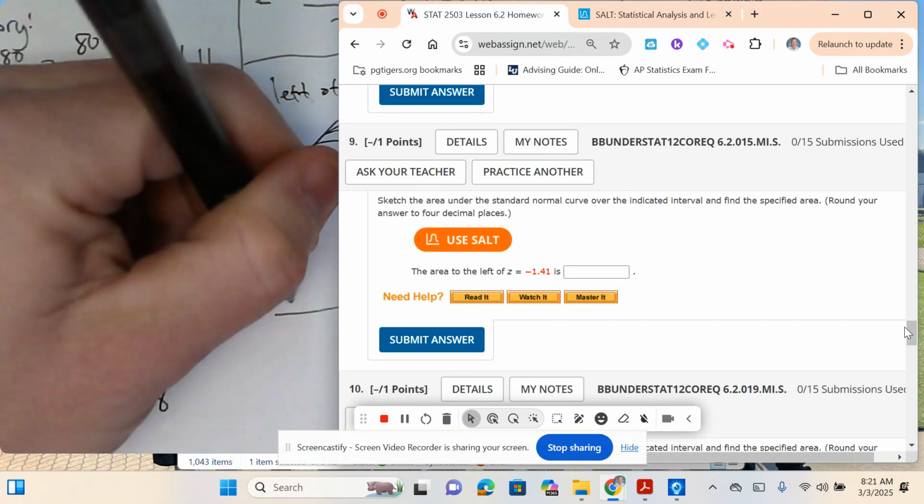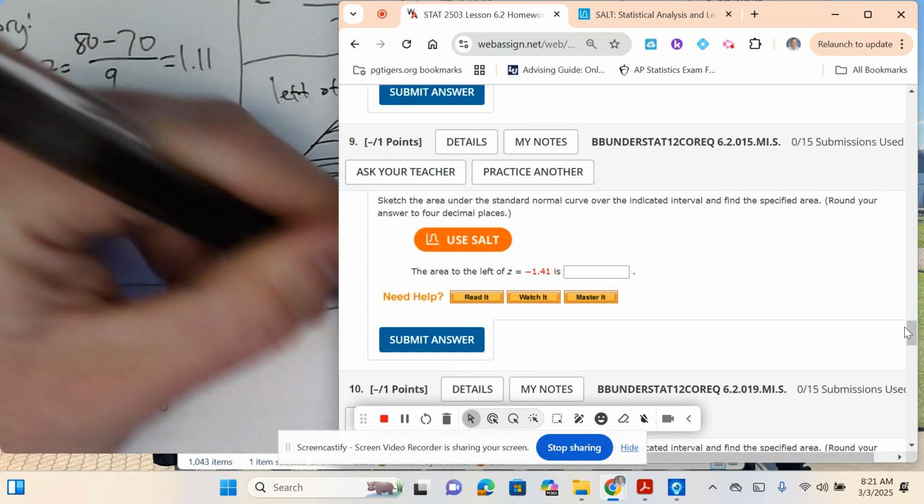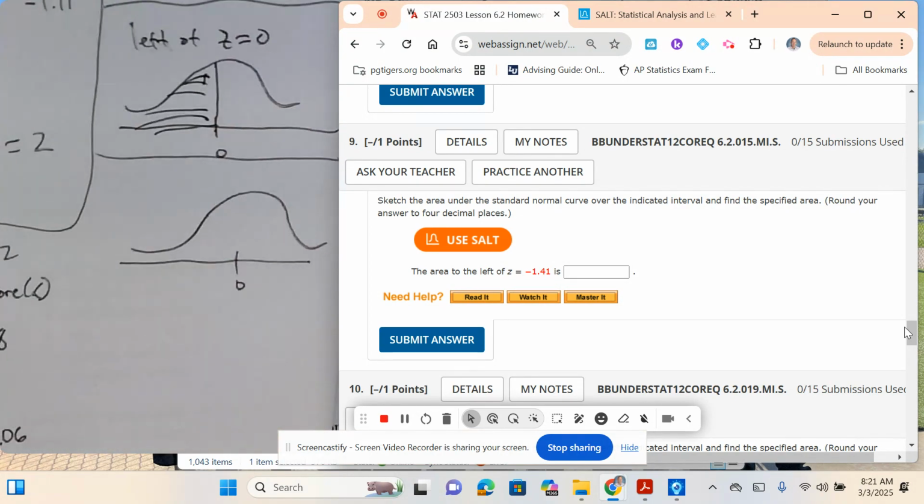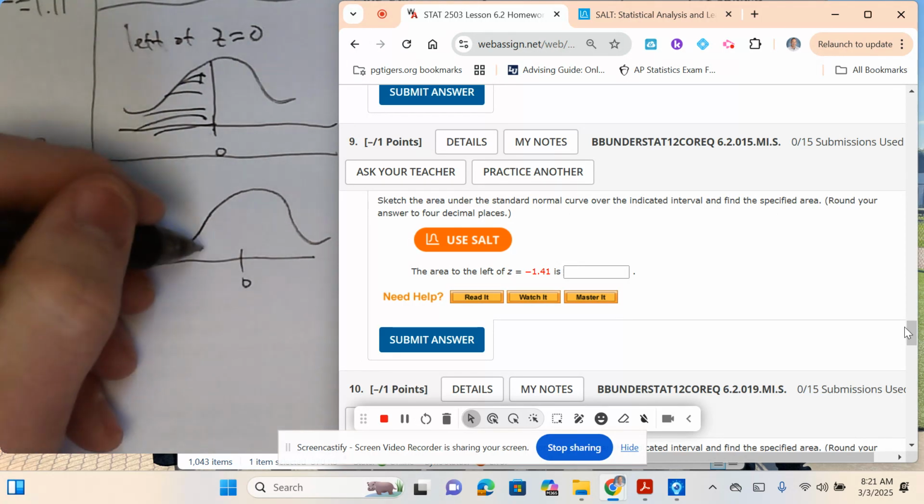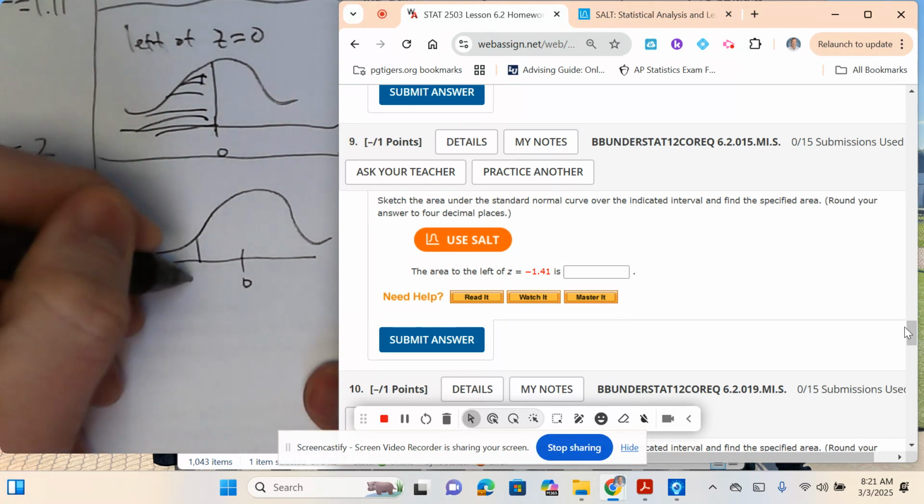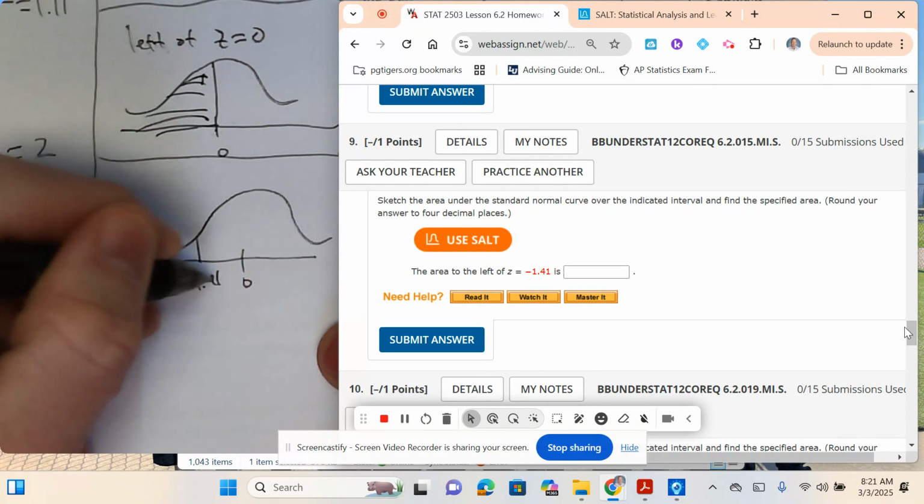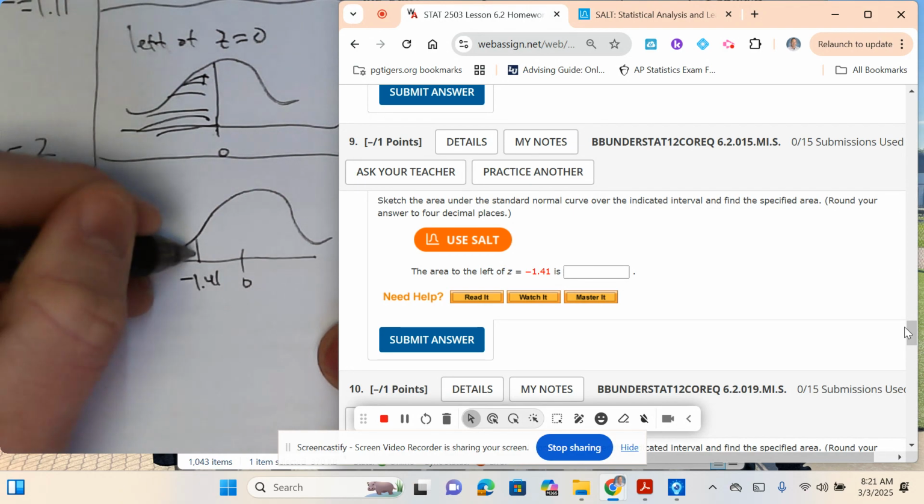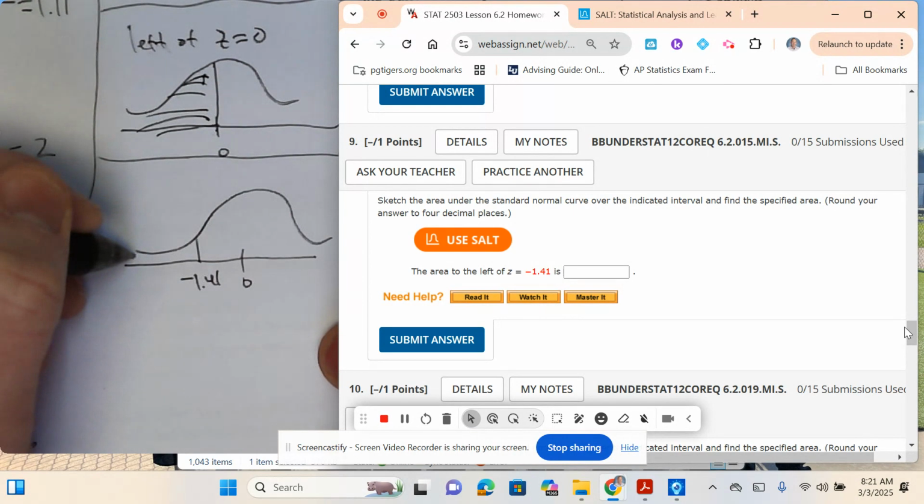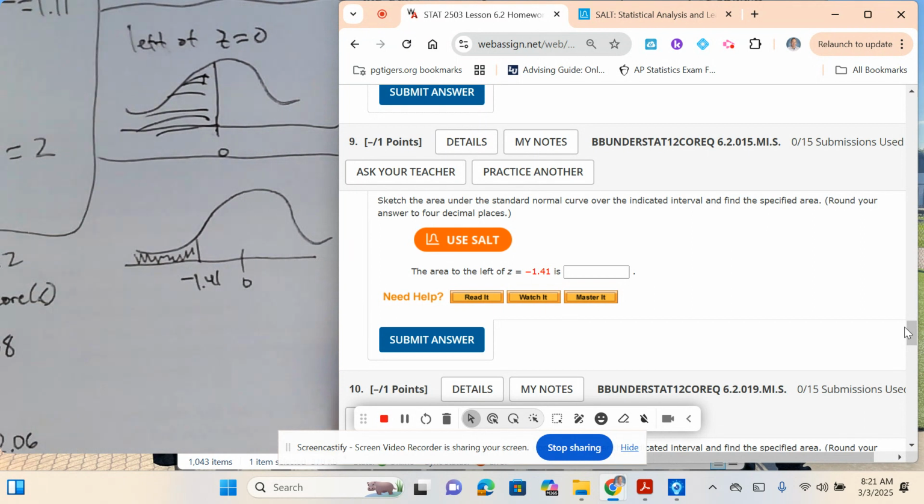So I've got a normal curve. 0 is the middle. Where would negative 1.41 be? To the left of 0 or to the right of 0? Don't think too hard. Left of 0, right? Negative 1.41 would be left of 0 because it's below 0. Now, if I'm talking about left of negative 1.41, am I going to be shading to the left of this point or the right of this point? Left. Okay. So here's how this works.